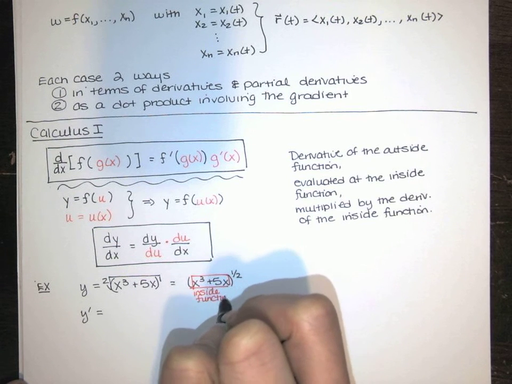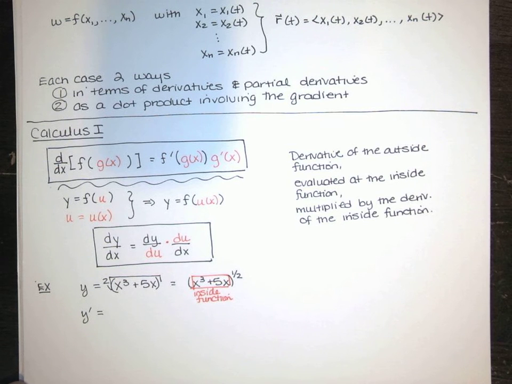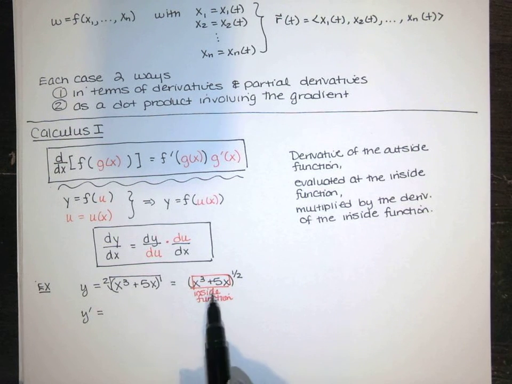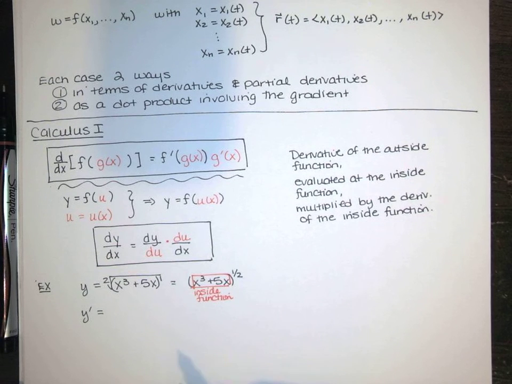Now, your inside function is usually a function nested inside another function. If there are parentheses, the inside function is usually in the parentheses. If there's a radical, it's usually under the radical. If there's a trig function, it's inside the trig function. If there's an exponent, it's in the exponent, like an exponential, like e to some power. But here I see the parentheses. I'm taking all of this and raising it to the 1/2. That's my inside function. Well, according to the chain rule, the derivative is derivative of the outside.